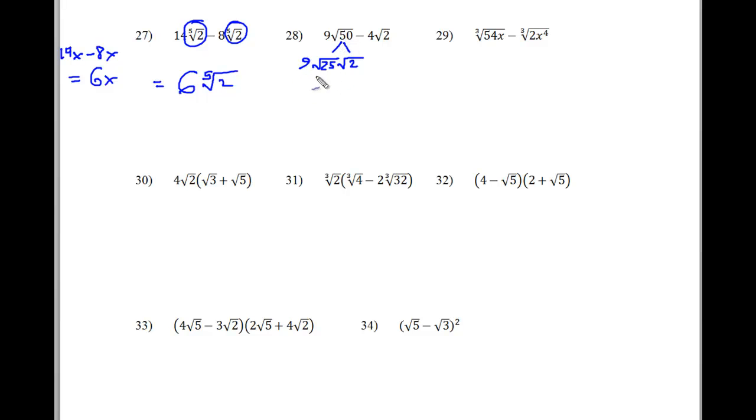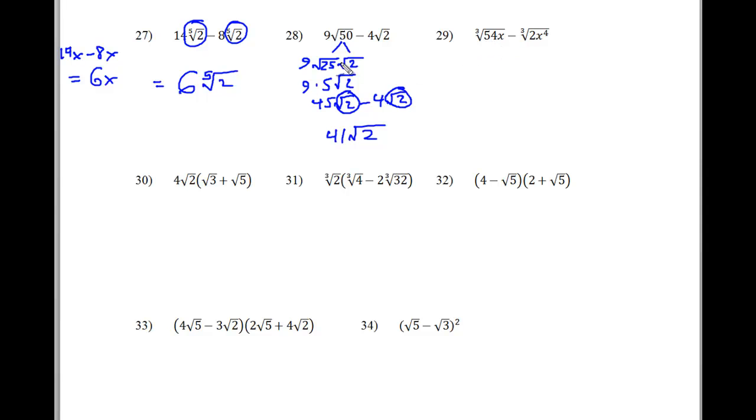So the 9 is still there, so this becomes 9 times 5 times the square root of 2, or 45 times the square root of 2, minus 4 times the square root of 2. Now you can see that the square roots of 2 are the same, so I'm going to circle those. So this is like saying 45 circles minus 4 circles would be 41 circles, and the circle represents the square root of 2.